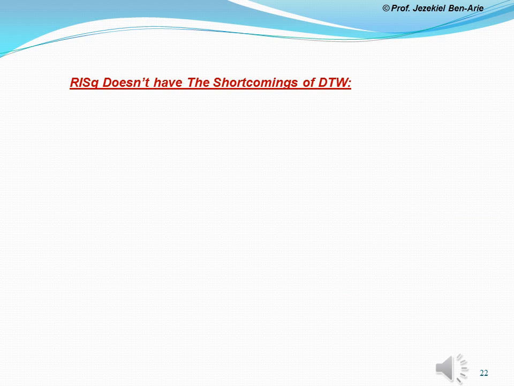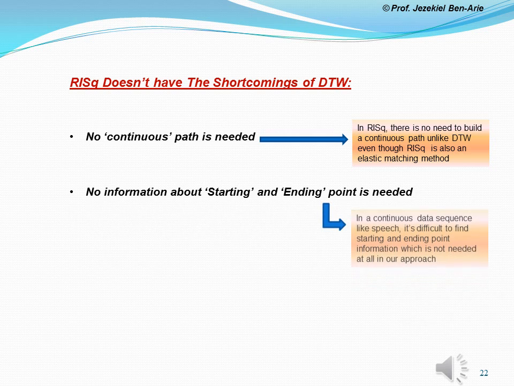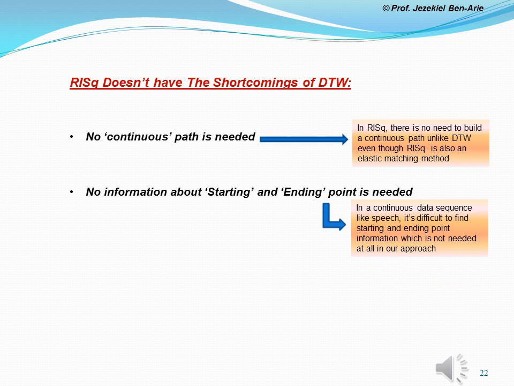In comparison, our risk doesn't have the shortcomings of DTW. Firstly, unlike DTW, we don't need to build a continuous path, even though risk is also an elastic matching method itself. Secondly, we also don't need the information of starting and ending point, which can be very difficult to retrieve in case of continuous data sequence like speech.